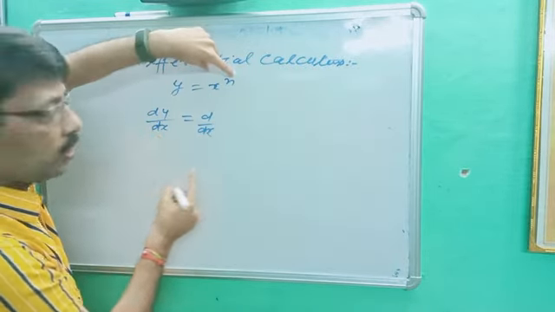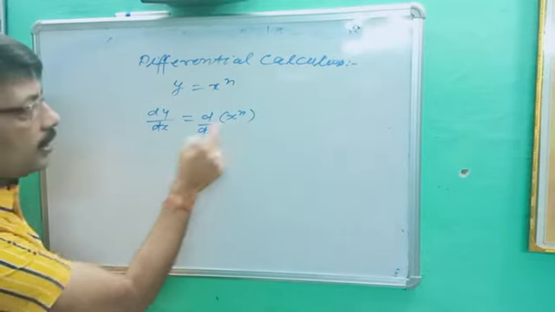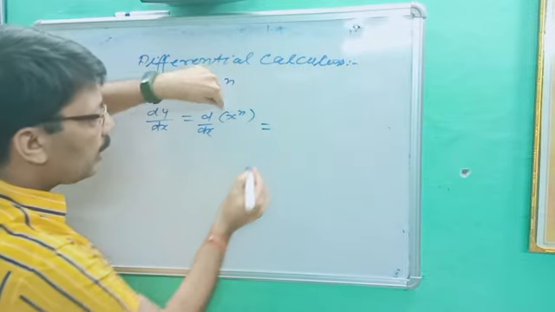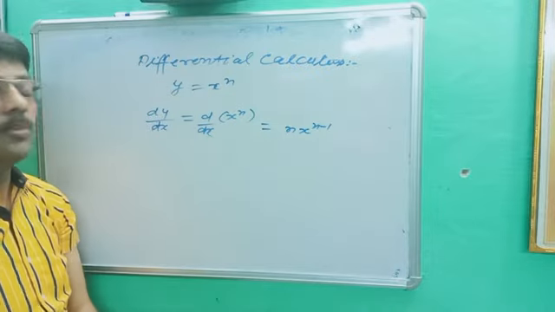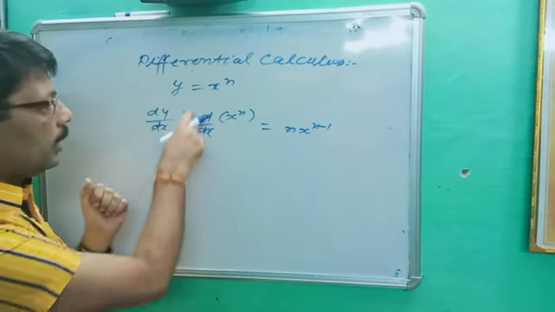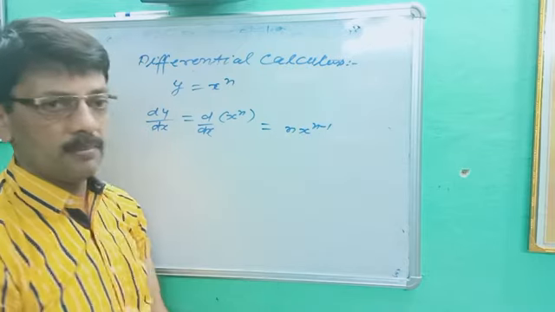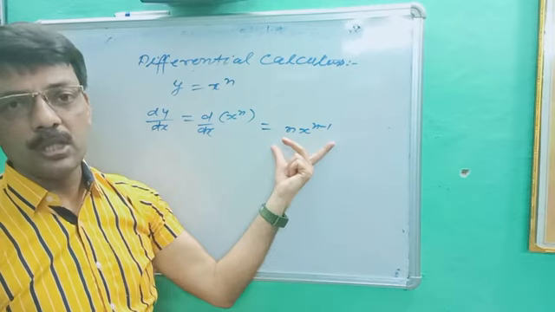y is given in the question. What is y? x power n. See, here x should be the function of that point. So the formula is easy. You pull down the n, and it becomes n x power n minus 1. Note down the point, this is a very important formula: d upon dx of x power n is equal to n x power n minus 1. Are you getting it?